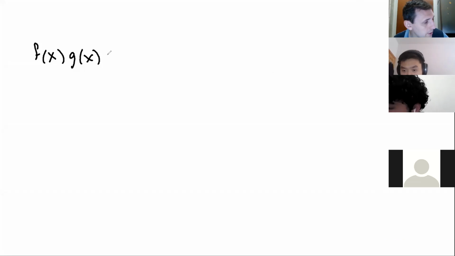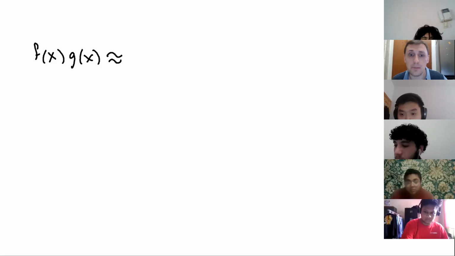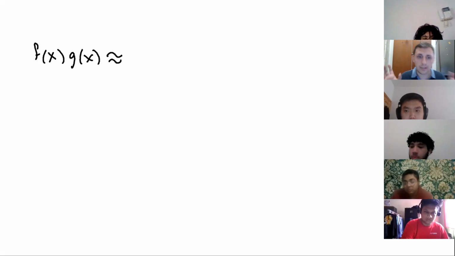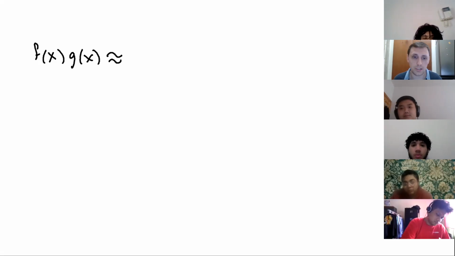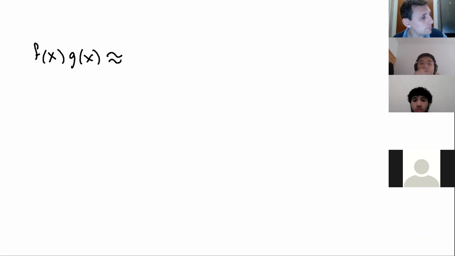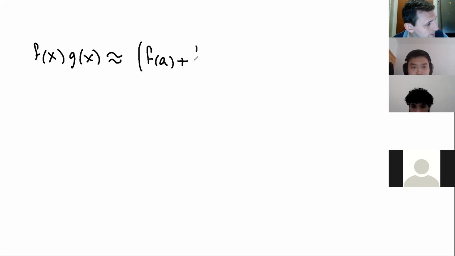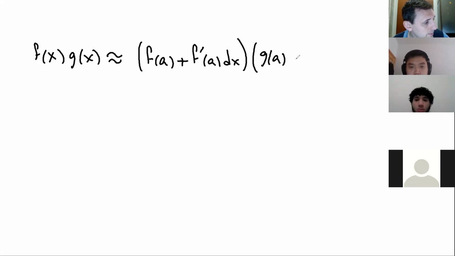So very simply, guys, look how simple the idea is. Instead of multiplying f by g, when I zoom in, it's like I'm multiplying the linear approximation of f times the linear approximation of g. Isn't it simple? So that's the same as the product of f of a plus f prime a dx, and notice how nice it is when I write dx, it saves a lot of space and prevents many mistakes, times g of a plus g prime a dx.